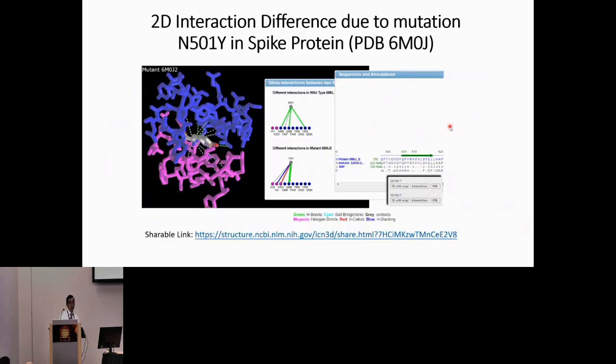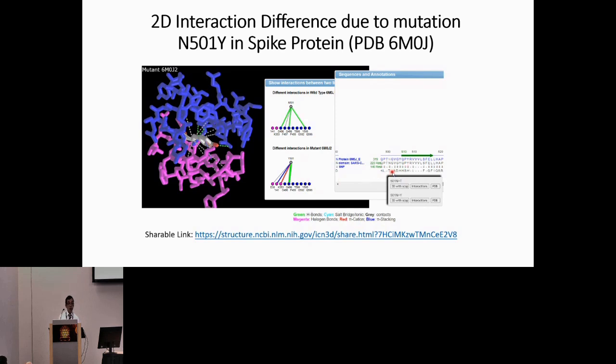You can also do mutation analysis in iCn3D, for example, the N501Y mutation in spike protein. Here it shows a mutant structure, so the asparagine was mutated to tyrosine. And then here it shows the different interactions. Basically, you introduced one pi-cation interaction and one pi-stacking interaction.